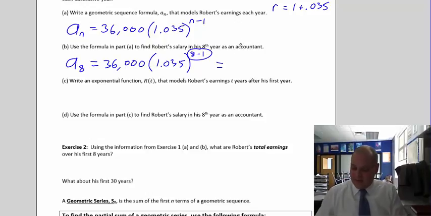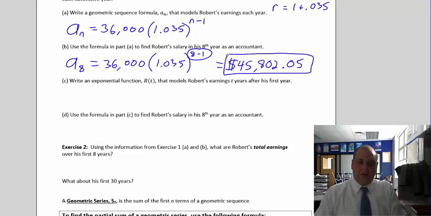So I did this ahead of time to save time. If I had to punch buttons in a calculator or had to wait for you to punch buttons, we'd be here forever. Again, just type it in your calculator. If you have a calculator at home or you got your phone, you could just turn it sideways. To raise it to a power, you have to turn it sideways. And you should get 45,802. So he's going to start making $36,000 a year, but by his 8th year, he's going to get paid $45,800 a year.